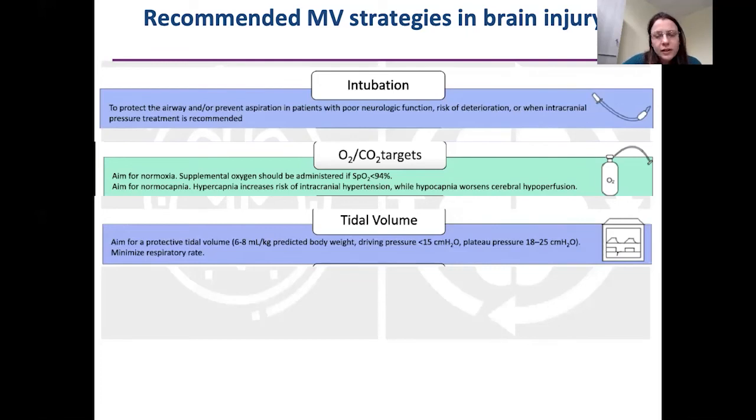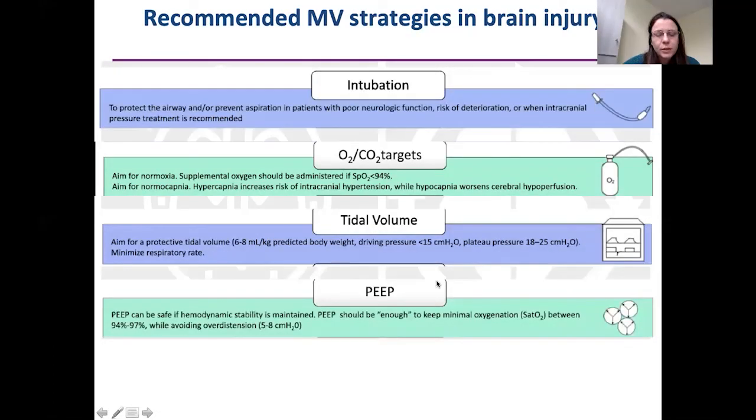CO2 and oxygen target: avoid hypoxia, but also avoid excess hyperoxia. Aim generally for normocapnia, and consider that hypercapnia can increase intracranial pressure. Hypocapnia, on the other hand, extreme hypocapnia, can worsen cerebral perfusion. Regarding the tidal volume, try to be protective, try to reduce the plateau pressure and keep the plateau pressure between 18 and 25, and maintain a low driving pressure, minimizing the respiratory rate.